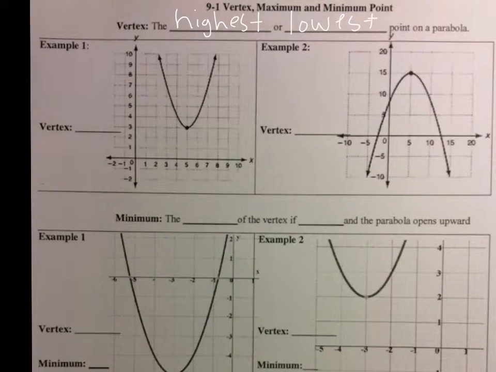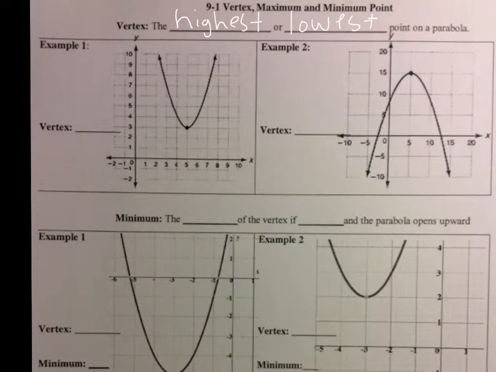Example 1, again, the vertex is the highest or lowest point on a parabola. As you can see, the parabola in example 1 has a U shape facing upwards, and there is a lowest point at the tip of the parabola. To write the vertex, all you do is write the coordinate of this point at the tip of the parabola. The coordinate at this point is 5, 3.